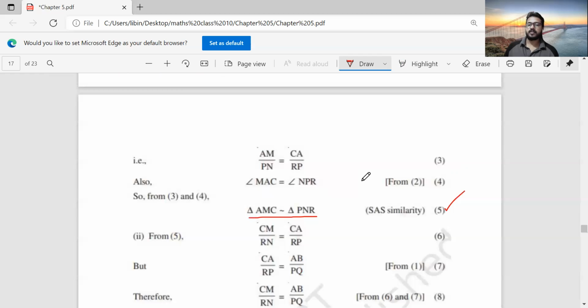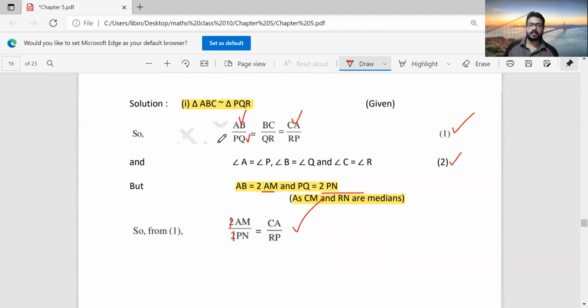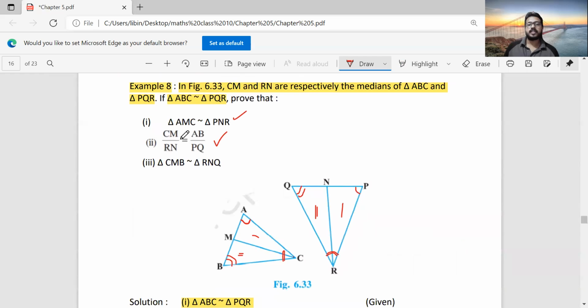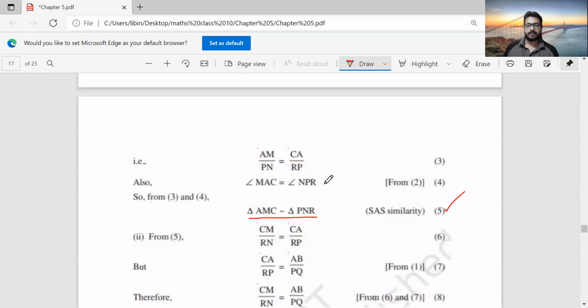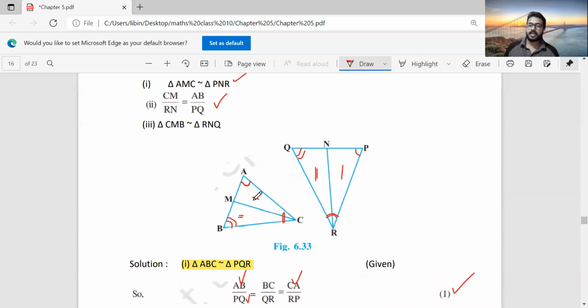Okay, now we are going to do the second part. See here, we want to prove CM by RN is equal to AB by PQ. That is our aim. So how are we going to prove it? Let us see. You are given CM by RN. Okay, from this equation 5, that is actually from part 1, we can say that these two triangles are similar. So we are making use of that.